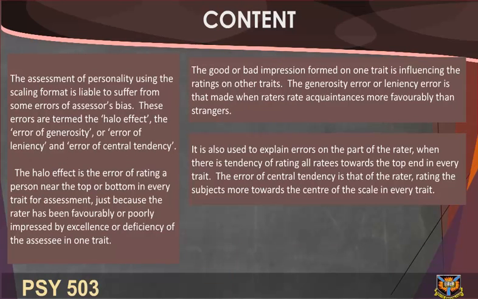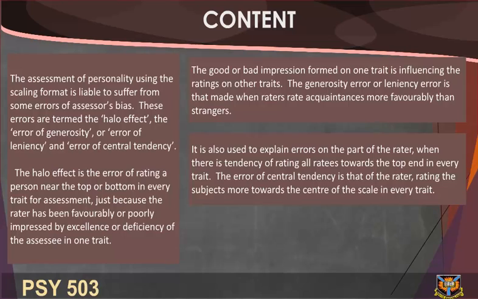The assessment of personality using the scaling format is liable to suffer from some errors of assessor's bias. These errors are termed the halo effect, the error of generosity or error of leniency, and error of central tendency. The halo effect is the error of rating a person near the top or bottom in every trait for assessment, just because the rater has been favorably or poorly impressed by excellence or deficiency of the assessee in one trait. The good or bad impression formed on one trait is influencing the ratings on other traits.